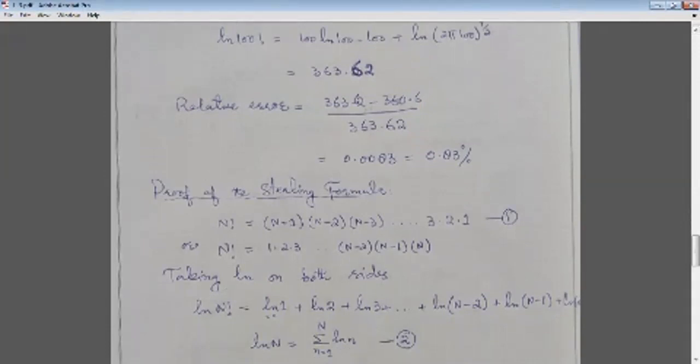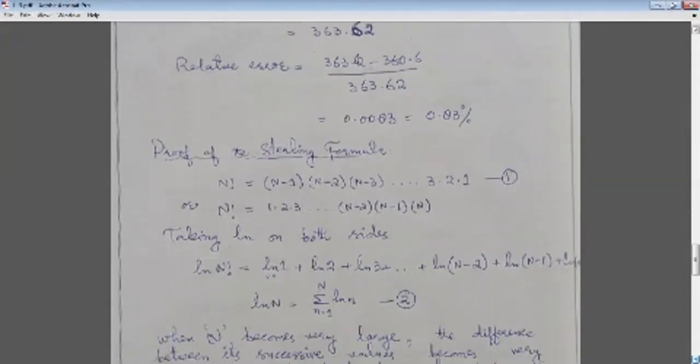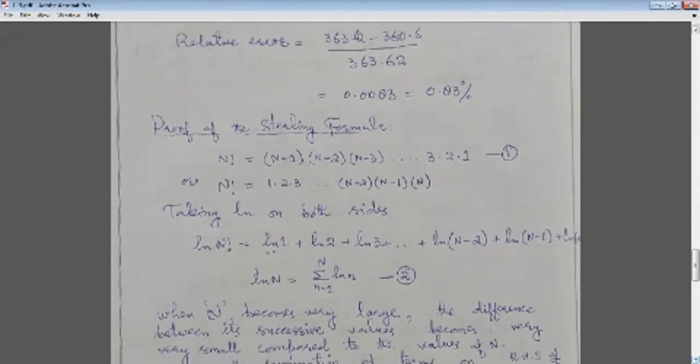First, suppose you are given n factorial. This can also be written as n multiplied by n minus 1, n minus 2, n minus 3. That means factorial. Suppose you are being given 8 factorial.